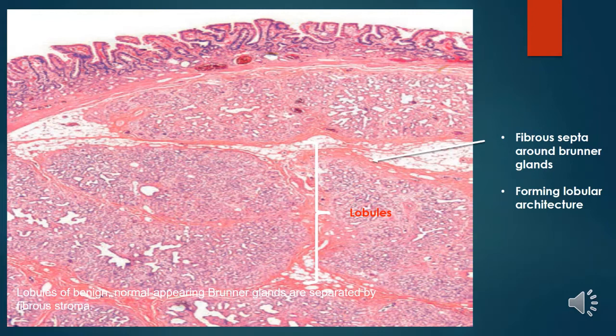It can be associated with peptic duodenitis and erosions, and may present with GI bleeding or duodenal obstruction. The most common location of this type of polypoidal mass is the posterior wall of the duodenum and the junction between the first and second portions.